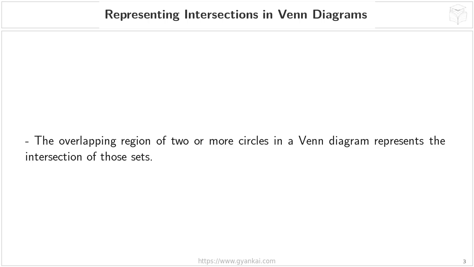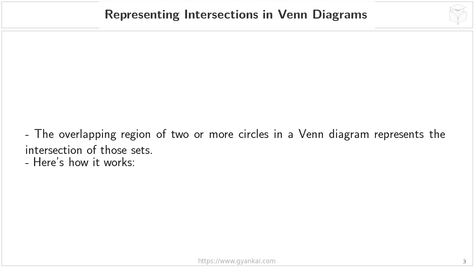Representing intersections in Venn diagrams. So now that we've defined what an intersection is, those elements shared between sets, and seen it represented with the intersection symbol, let's look at how we visually represent this using Venn diagrams. This slide explains the core visual principle. It states that the area where 2 or more of our circles overlap within a Venn diagram, that shared space, directly represents the intersection of those sets.